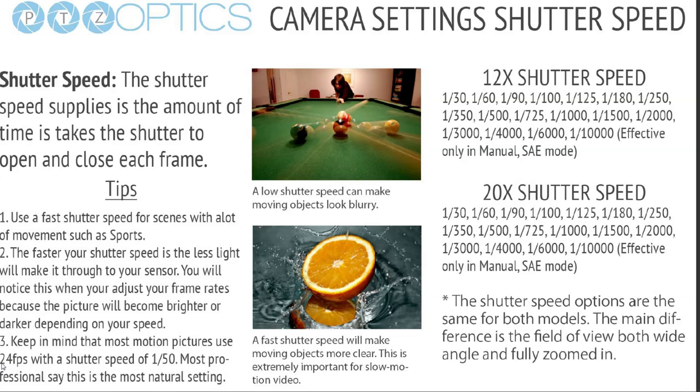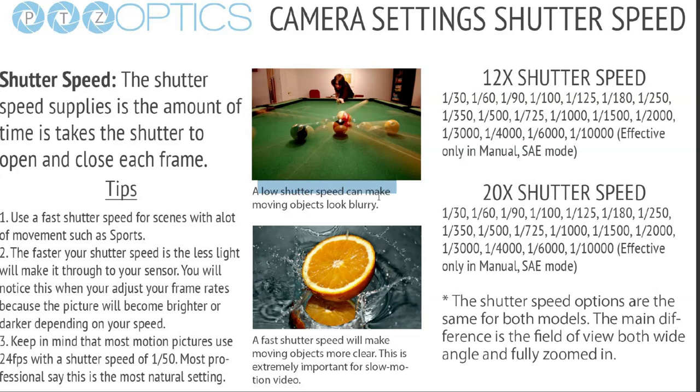So the standard is 24 frames a second at 1/50th of a second shutter speed, and most professionals say this is the most natural setting. An ideal tip here is to take the frame rate that you've decided to use and double it, and make that your shutter speed. So 24 frames a second, double it, that's 48. So the next closest would be 1/50th. If you're using 60 frames a second, do 1/120th of a second. That's just a little tip I learned.